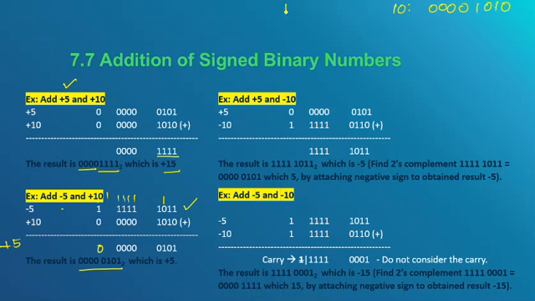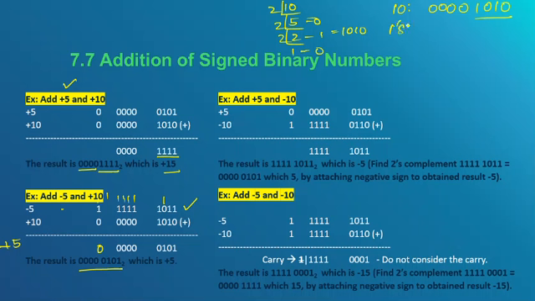How to do that, sir? You can just divide by 2. 10 divided by 2 is 5, remainder 0. 5 divided by 2 is 2, remainder 1. 2 divided by 2 is 1, remainder 0. So the answer is 1 0 1 0. This 4-bit number has to be converted into 8 bits, so you will have extra zeros on the left side.